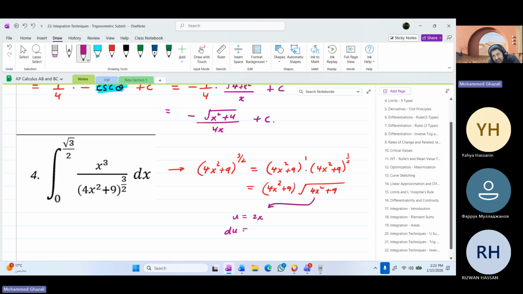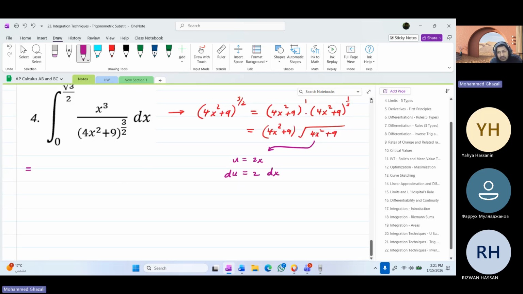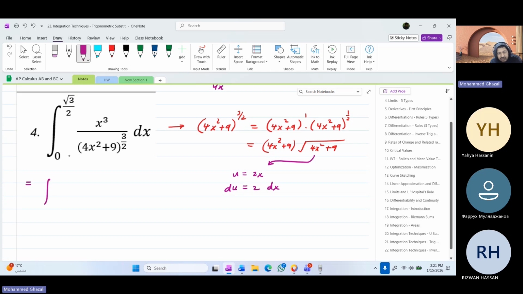So what is du equal to? u is equal to 2x, so du is equal to 2 dx. You're just differentiating 2x, all right? So let me change this integral now, so we can get a better form. Let me change the bounds first. If x is 0, then u is also 0. If x is root 3 over 2, 2 times root 3 over 2 is just root 3, right?